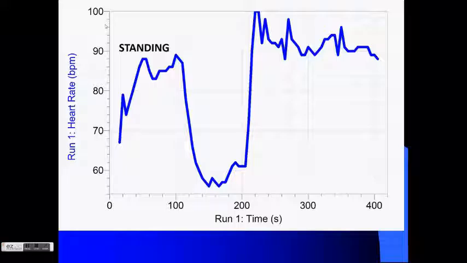From this point here where I started collecting data to about the 100-second mark, I was simply standing. My heart rate is fluctuating a little bit here, partly because I was trying to explain this to a class at the same time. So there I am standing, and my heart rate is up a little bit. And then at this spot here, all I did was sit down.